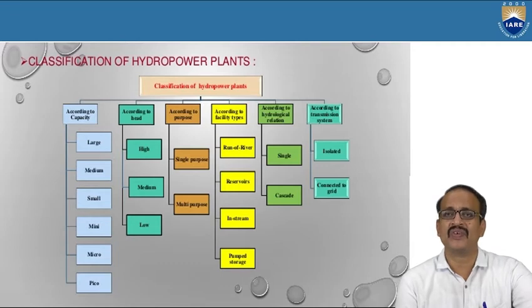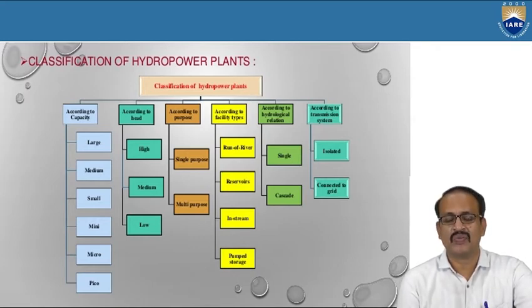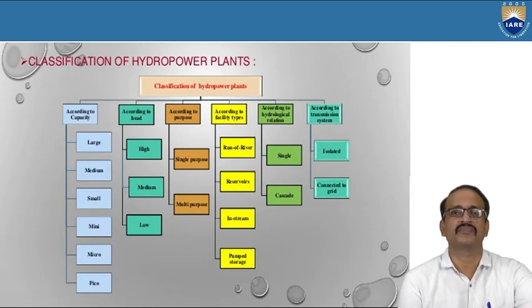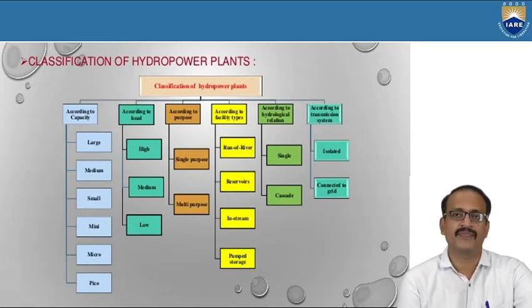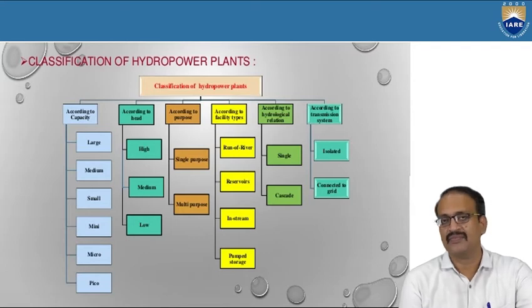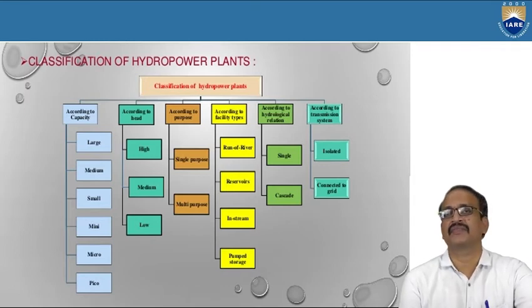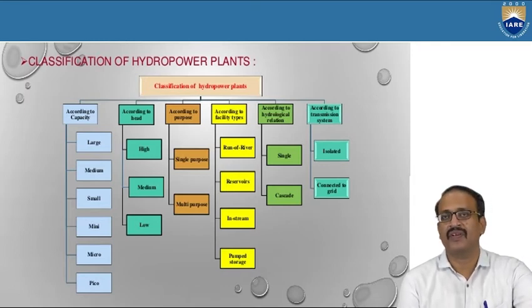a favorable geographical structure should be available for constructing a dam. Otherwise, without that favorable structure, we cannot construct huge, medium or large dams. Maybe we can go for small dams. So that is the thing here. The geographical favorable conditions play a major role again here for constructing a dam.